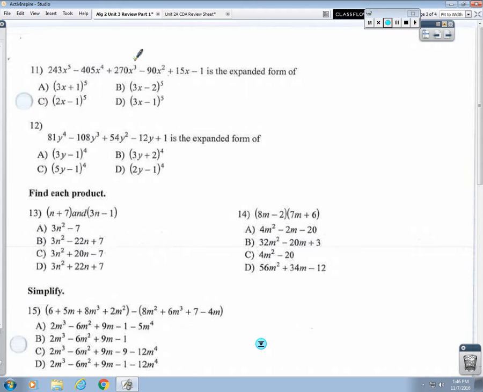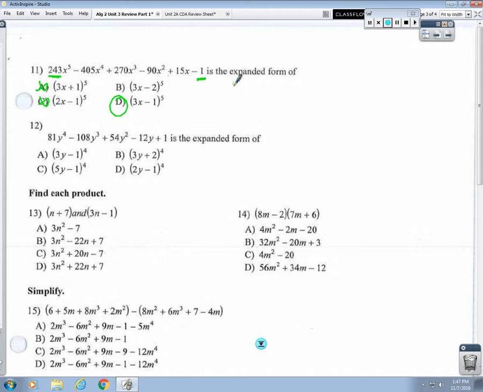Negative, positive, negative, positive, negative. When do the signs alternate? When your binomial is minus, so that eliminates A. Now, I want to know how you would get a 243. Would it be by doing a 2 to the 5th or a 3 to the 5th? Okay, so that eliminates C. And then, how do you get a negative 1 at the end? A negative 2 to the 5th or a negative 1 to the 5th? So it must be D.